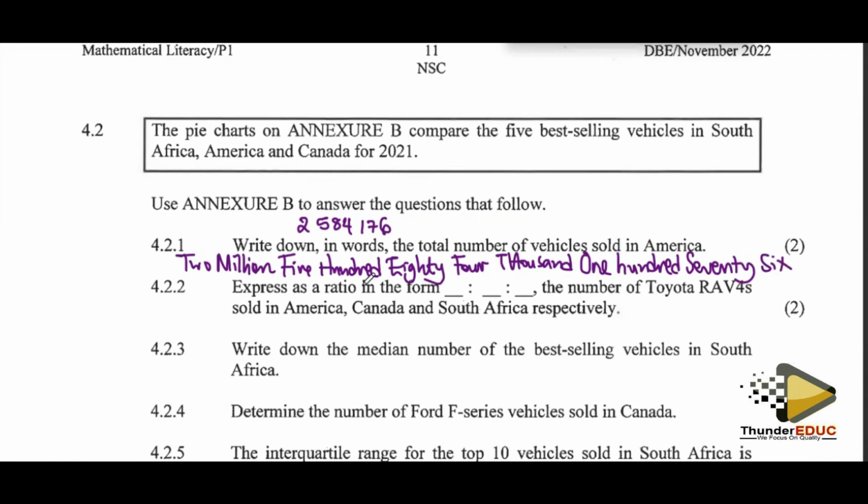Then they say express a ratio in the form of dash is to dash is to dash: the number of Toyota RAV4s sold in America, Canada, South Africa, respectively. What does respectively mean? Simply, in that order. So here we shall start with those sold in America, then put the ones in Canada and South Africa. But which kind of cars? The RAV4s. All right. We shall go to our table here. We find out how many RAV4s are sold in America, we put the number. How many are sold in Canada? We put the number there. And how many are sold in South Africa? Okay, we go to the next and we see.